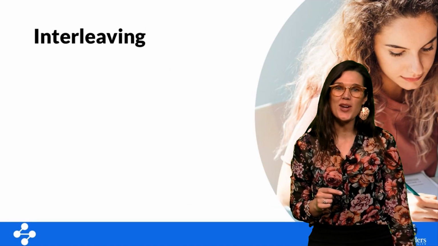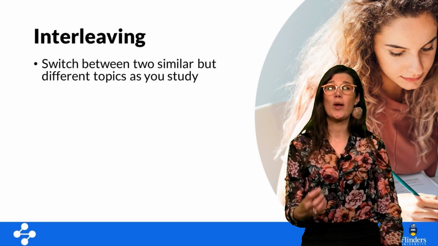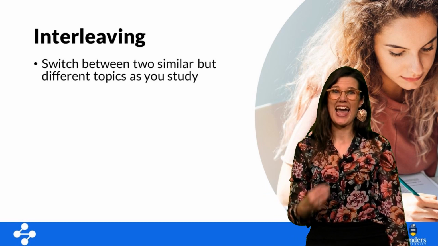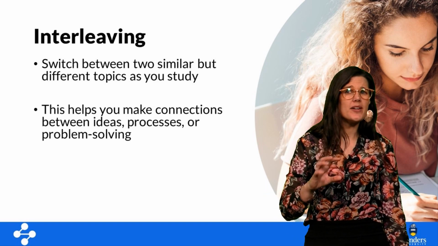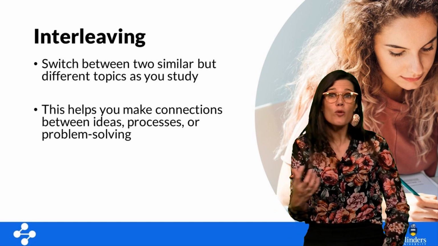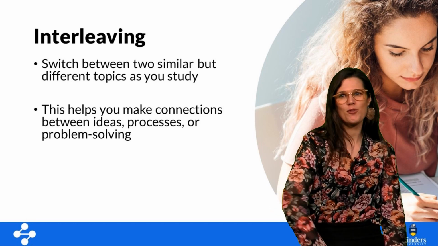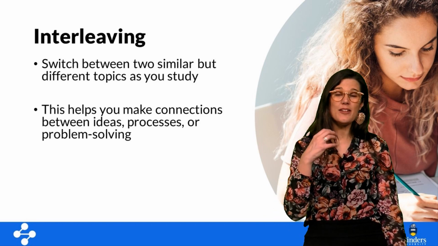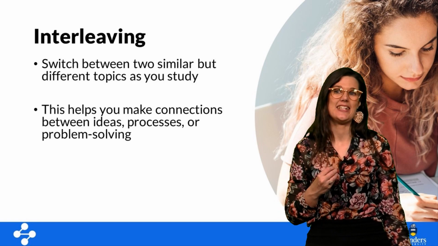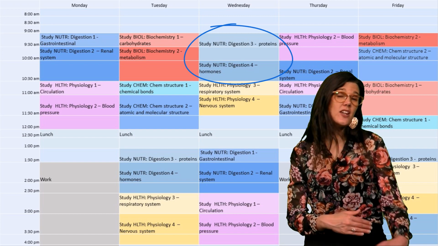The first one we're going to try is interleaving, and interleaving is the process of switching between two similar but different topics as we study. These should be similar enough to make connections between ideas or problem-solving strategies, but not too dissimilar. So not switching from like English to maths. And if we do this, we can deepen our understanding of both. For example, you might interleave a nutrition topic with a physiology topic.